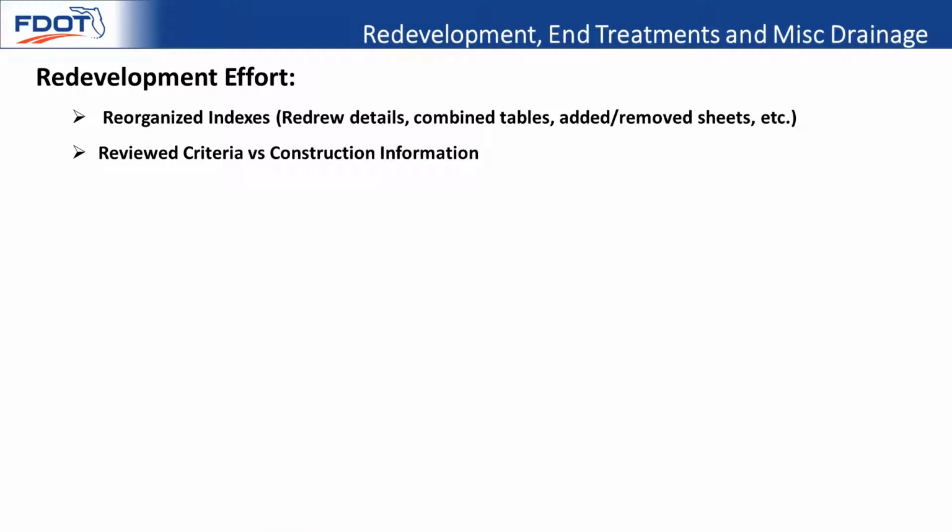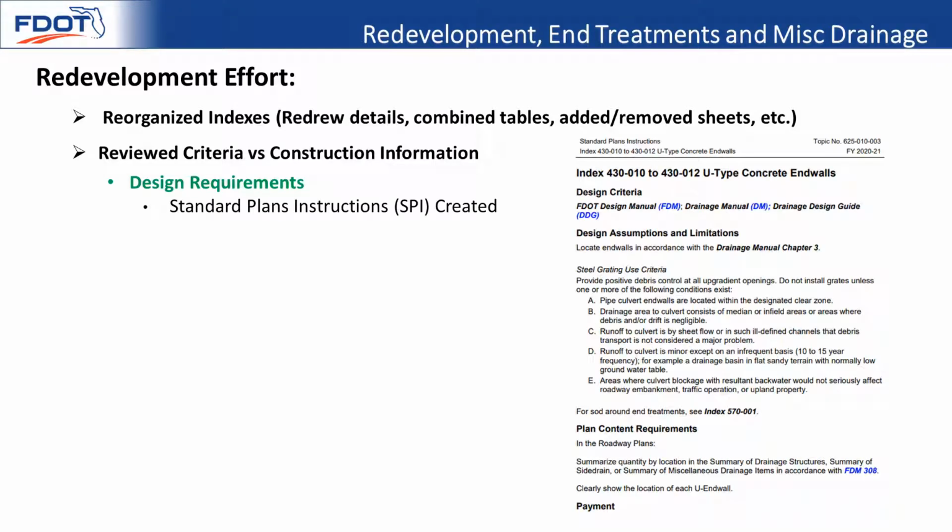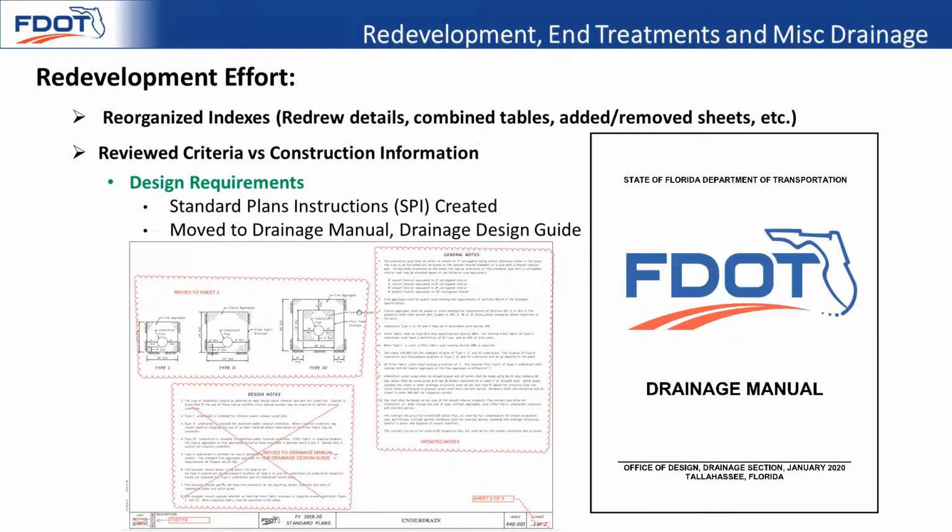One of the first things we were looking at was whether it was design criteria or construction information for contractors. There are multiple different design requirements, actually. If the design criteria was directly related to the index, the details in the index, then it really needs to be in the Standard Plans Instructions, SPI. The trick here was that not many of the drainage indexes have an SPI, so we went through and created an SPI for each of the indexes. Then we determined the design criteria, whether it should be in an SPI or if it should be in the drainage manual or the drainage design guide.